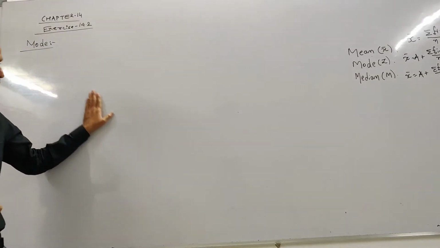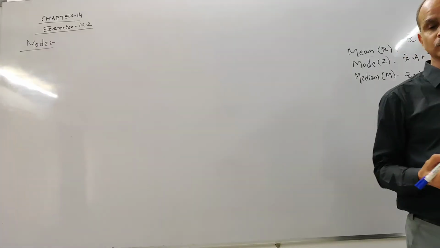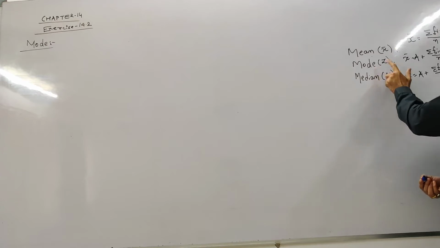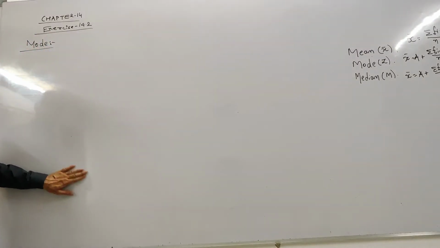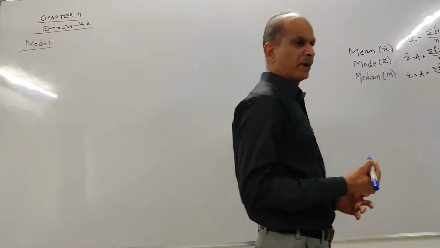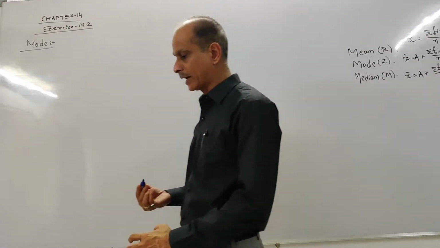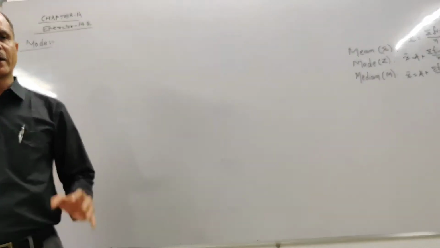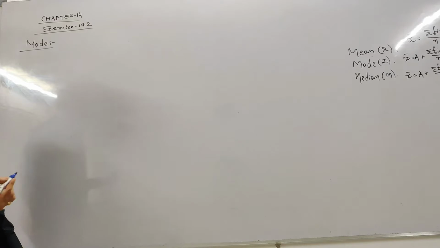Now, today we are going to start how to find the mode of data. The mode is denoted by Z. For ungrouped data, the mode is the most repeated observation. The observation which comes the maximum number of times is known as the mode of the data for ungrouped data, which we have studied in 9th standard. Now here you have to find the mode of grouped data.